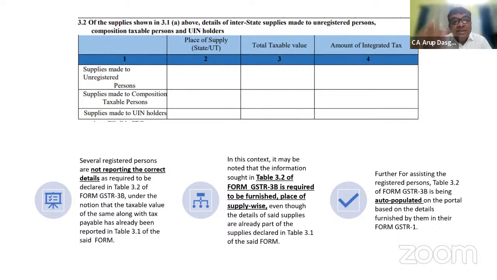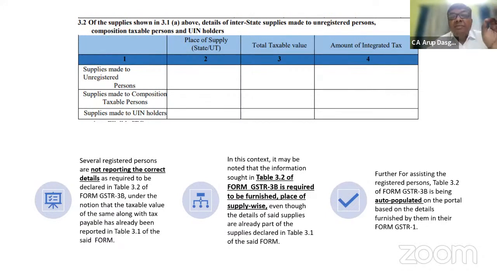the settlement between the states was not happening properly. Why? Because the tax that had to go to some different states, say Tamil Nadu or maybe to Delhi, was not going to that particular state. It is going only to the state of Maharashtra. So that's why in 3.2, it has been made mandatory now that you have to give it. It was always mandatory, but now they are giving it through the circular. They have given the instruction that the place of supply here needs to be filled clearly.